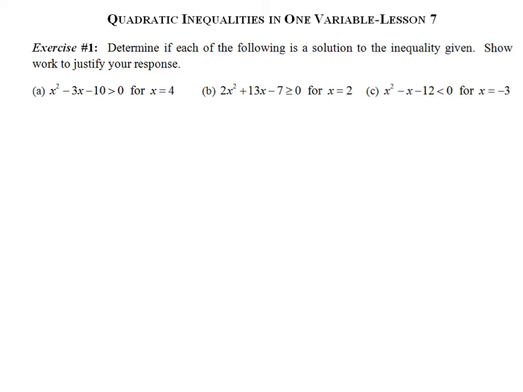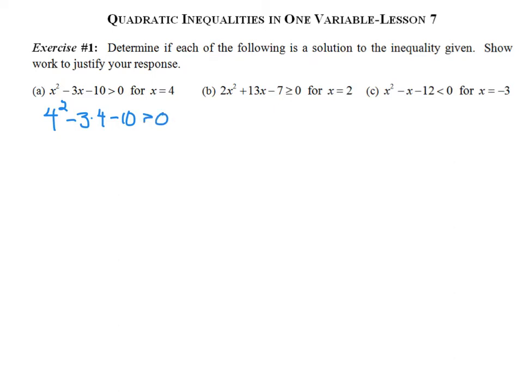In part A, it says, let's determine if each of the following is a solution to the given inequality. Show work to justify your response. For our first inequality, I've got x squared minus 3x minus 10 is greater than 0. I want to know if x equals 4 satisfies this inequality. So we are just going to substitute the 4 in for the x and get 4 squared minus 3 times 4 minus 10. And we want to know, is this greater than 0?